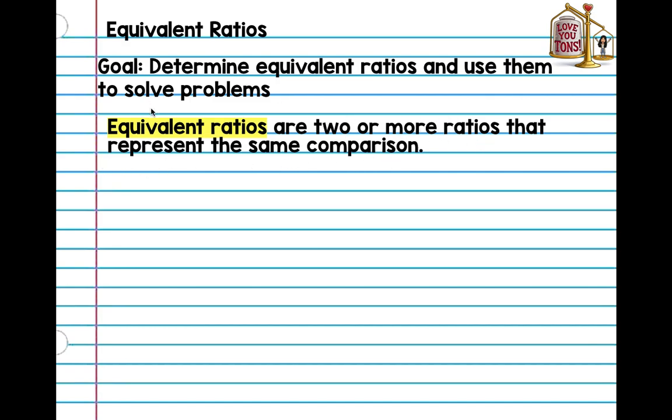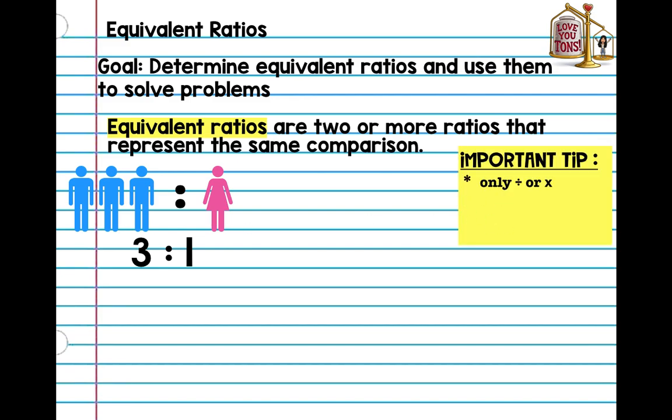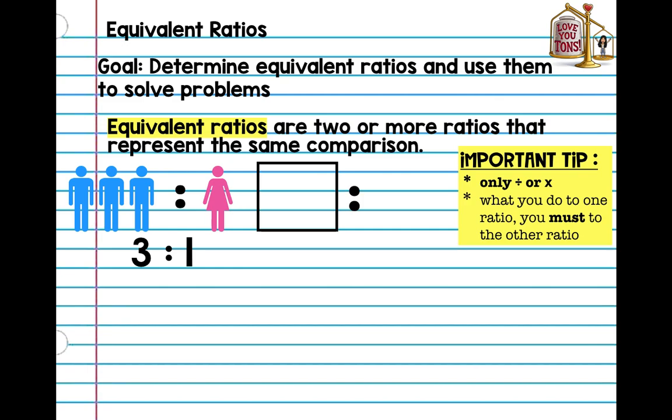So it's just one ratio being compared or equal to the same ratio. Okay, so let's start with this ratio. We call this ratio 3 to 1. Okay, so an important tip is that you can only use division or multiplication. No addition, no subtraction. The second one is you just have to remember that what you do to one ratio, you do to the other. Okay, so let's make an equivalent ratio.